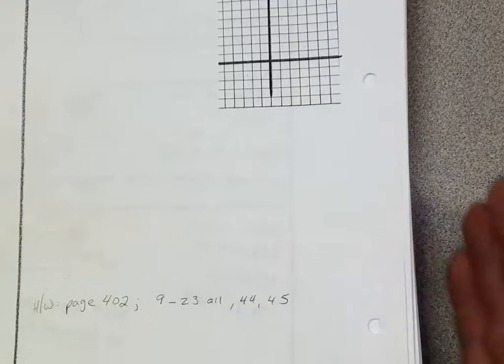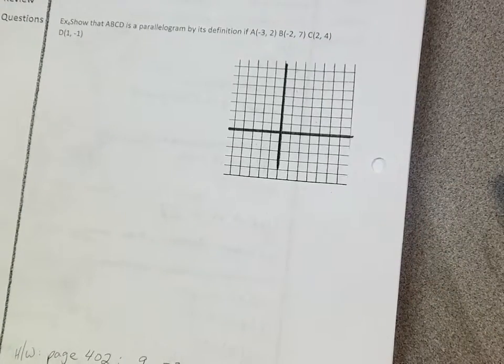All right, now, this is kind of like our warm-up. So, if it says show, we're going to prove it, but we don't need to do a proof with two-column statements, reasons, given, blah, blah, blah. Let's just do this one by proving what a parallelogram is. Okay, so let's graph it.